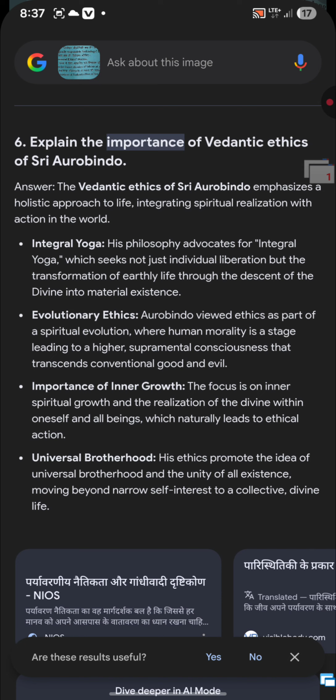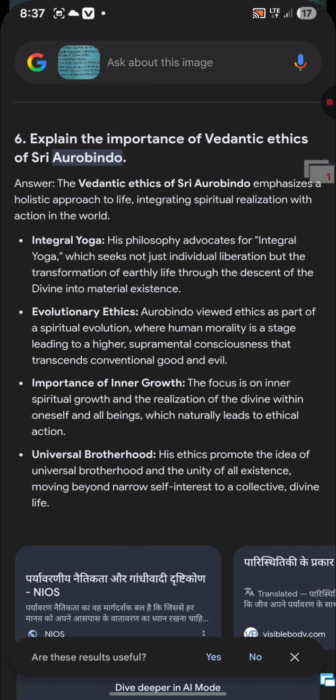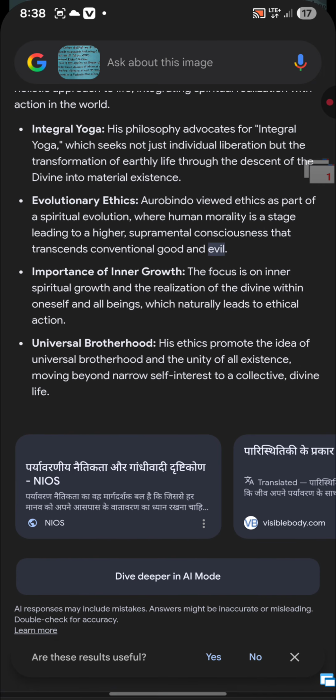6. Explain the importance of Vedantic ethics of Sri Aurobindo. Answer. The Vedantic ethics of Sri Aurobindo emphasizes a holistic approach to life, integrating spiritual realization with action in the world. 1. Integral yoga. His philosophy advocates for integral yoga, which seeks not just individual liberation but the transformation of earthly life through the descent of the divine into material existence. 2. Evolutionary ethics. Aurobindo viewed ethics as part of a spiritual evolution, where human morality is a stage leading to a higher, supramental consciousness that transcends conventional good and evil.